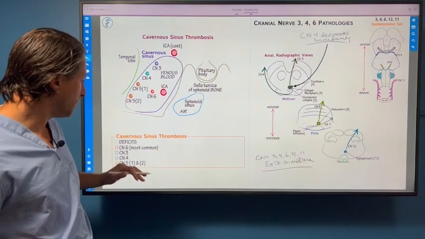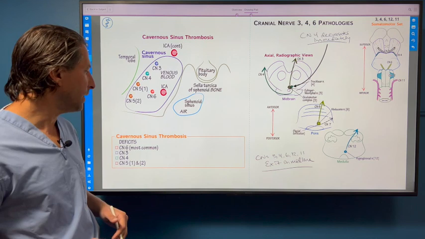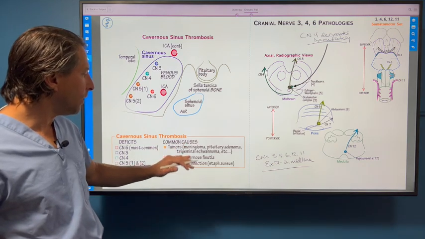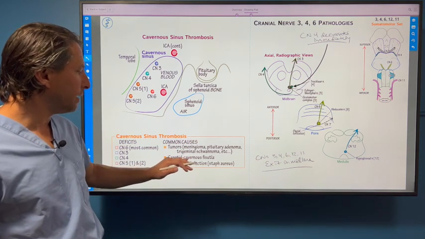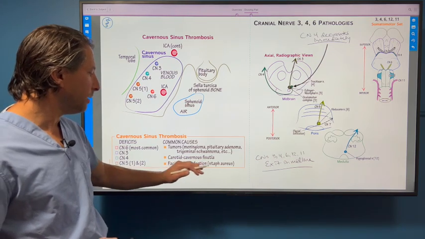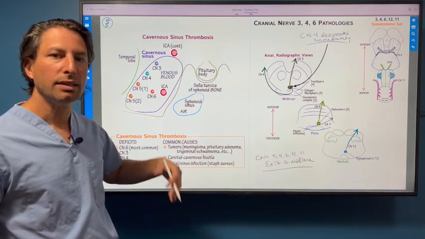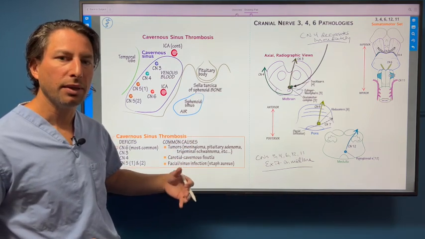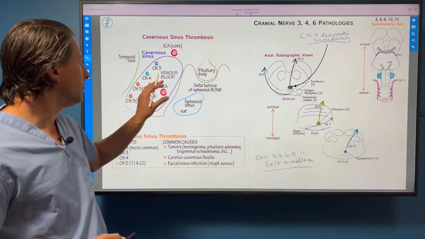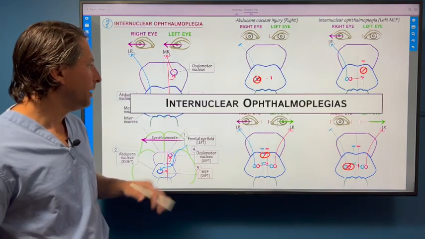So in cavernous sinus thrombosis, these are the cranial nerves that we're going to see that are affected. And then these are just some key causes: tumors, carotid cavernous fistula, and then infection as well, a really important cause. A really important sign of infection is multiple different cranial neuropathies, especially if we can see the pattern from the cavernous sinus itself.